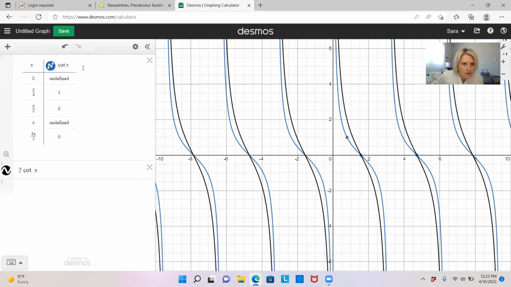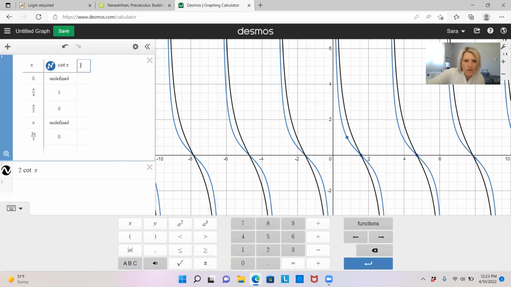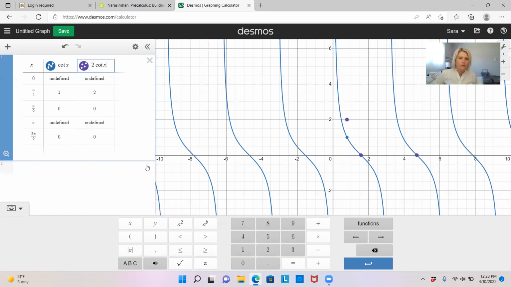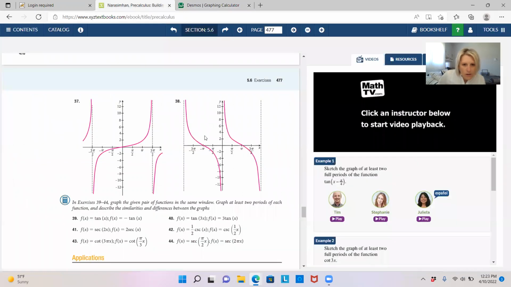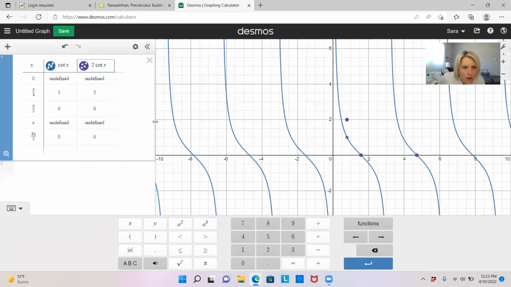Actually, let's do it up here. 2. So we're using the same x values. Okay. So at pi over 4, usually it's 1, and at pi over 4, it looks like it's bigger than 2. So that's not going to work. And it looks like at pi over 2, it's bigger than 2 even. And so at pi it's 0. So we need to shift this.